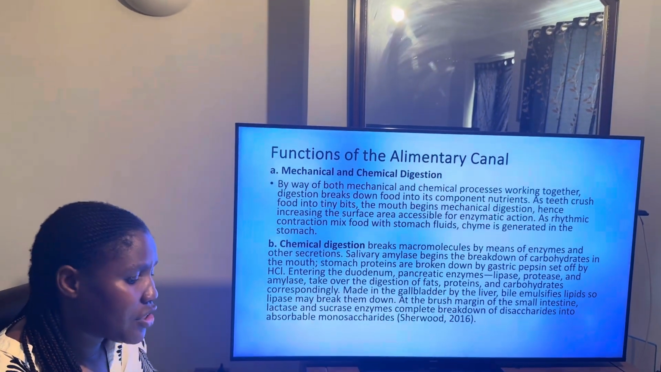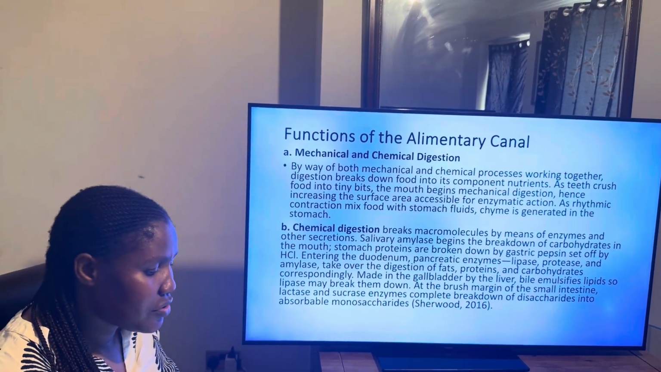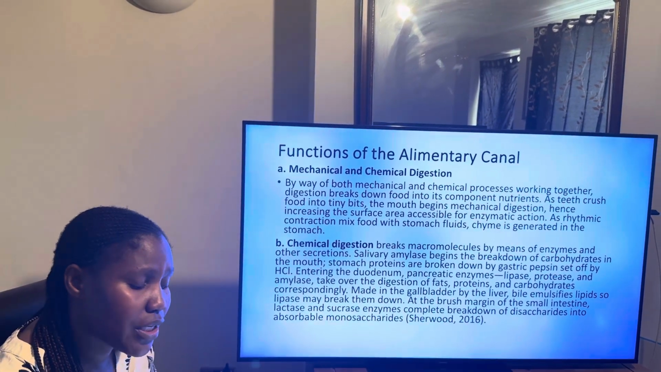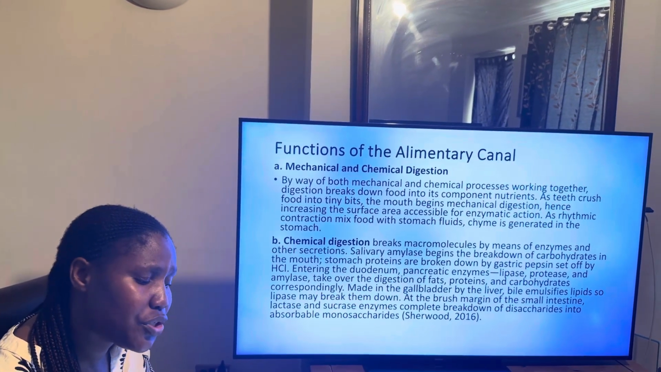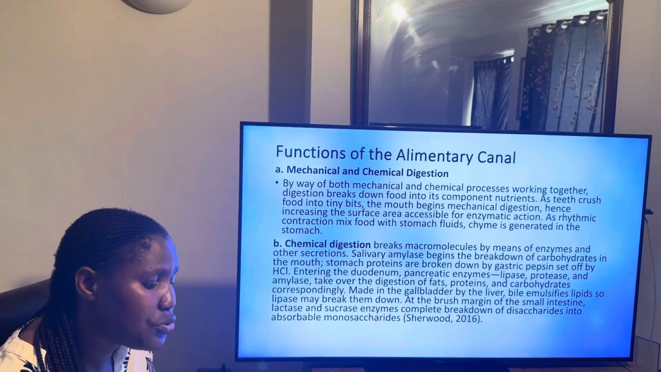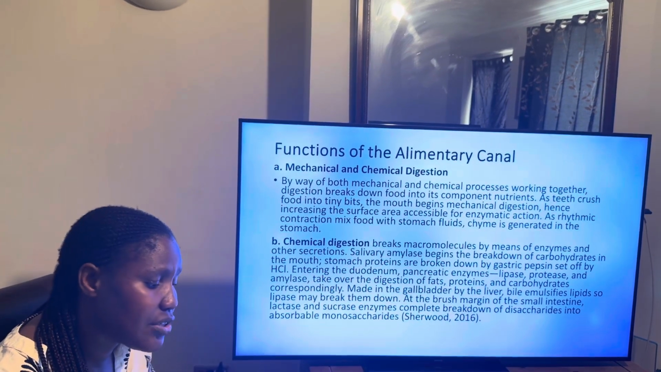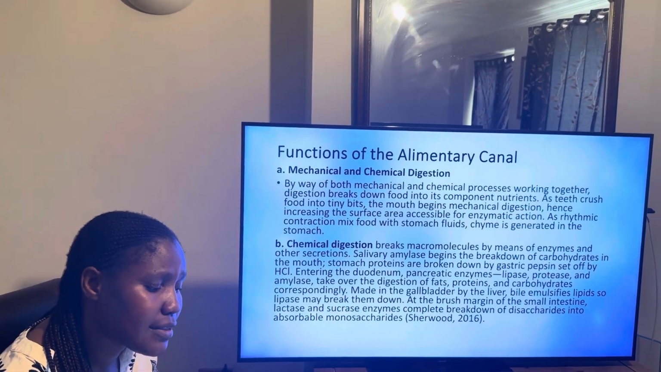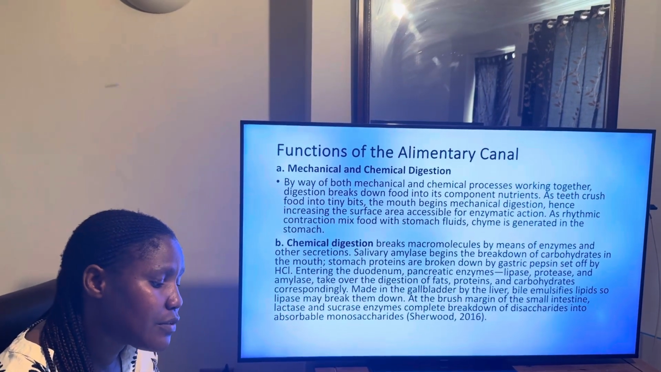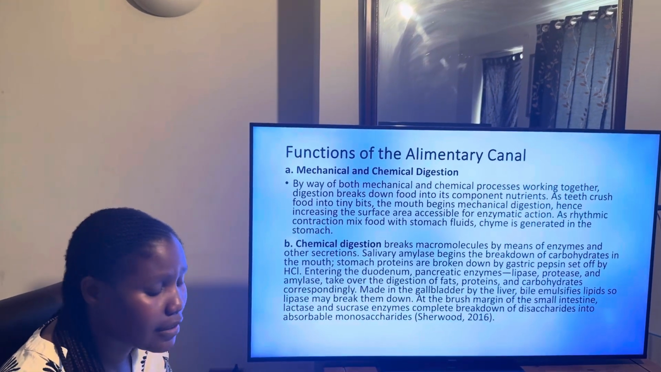We move on to the functions of the alimentary canal. Mechanical and chemical digestion is the first function. By way of both mechanical and chemical processes working together, digestion breaks down food into its component nutrients. As teeth crush food into tiny bits, the mouth begins mechanical digestion, hence increasing the surface area accessible for enzyme action. A rhythmic contraction mixes food with stomach fluids. Chyme is generated in the stomach.